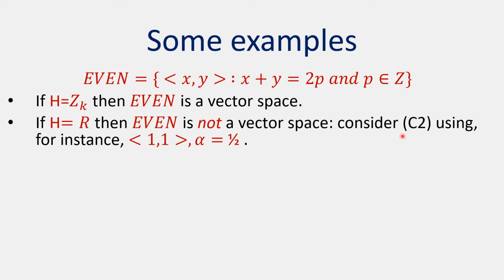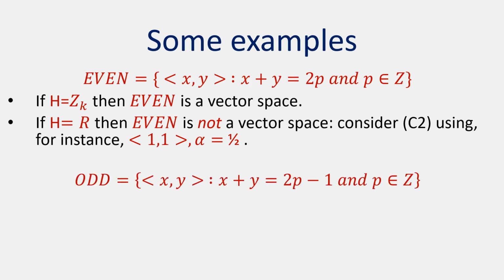An easiest way to see that is to look at the second closure property that has to be satisfied. Well, the pair 1, 1 is in this set. 1 plus 1 is 2, which is an even integer. However, the constant a half is in the set of reals, and when we multiply this 2 vector by the value a half, then the outcome is a vector which, when we sum the components, is not an even integer.